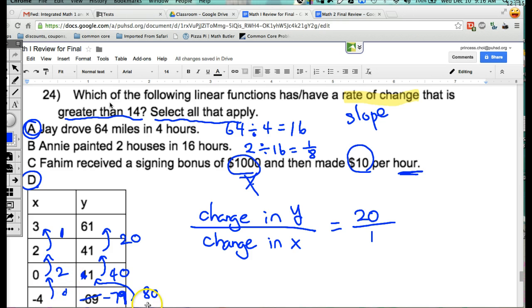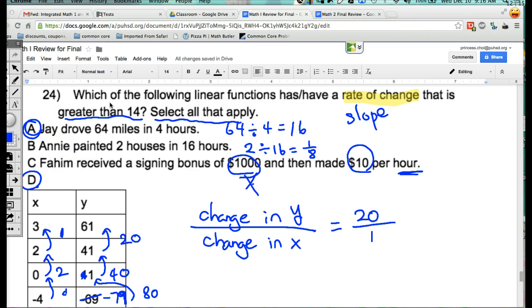What about the rate of change over here? It's 80 over 4, and it's still 20. The rate of change is always the same. So the way you find the slope is the change in y divided by the change in x. And so your slope is 20, and that is greater than 14. So again, you have two answers, and that will be A and D.